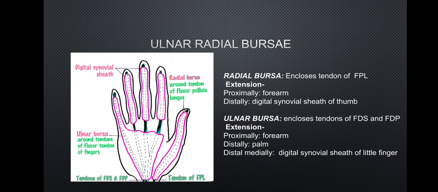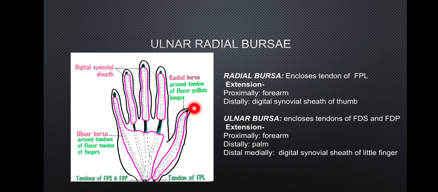Now moving on to the synovial sheath of the long tendons, which is composed of the synovial fluid, which functions to mainly lubricate the tendons for its fine movements. Primarily, the radial bursa encloses the tendon of the flexor pollicis longus, whereas it extends proximally from the forearm and distally into the digital synovial sheath of the thumb. This is the radial bursa, as you could see in the picture.